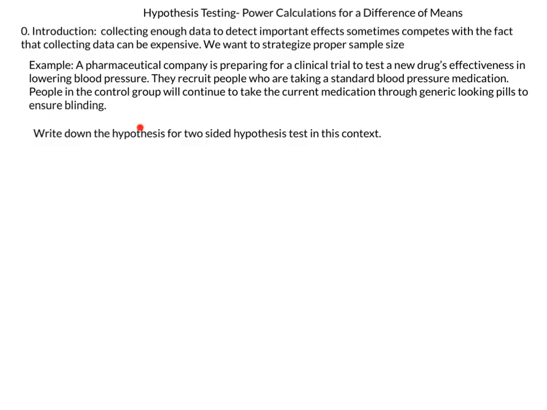First, let's write down the hypothesis for a two-sided hypothesis test in this context. The null hypothesis is always the one that says nothing interesting has happened. Or you could say it's the cautious one, that you don't want to just rush out and conclude a new drug is effective because a couple of people seem to get better. You want to be very cautious when introducing new drugs.